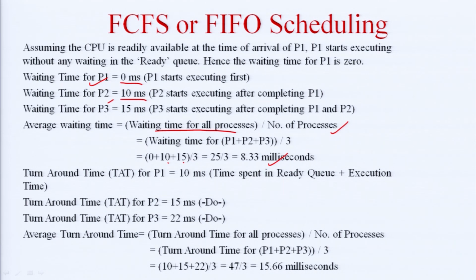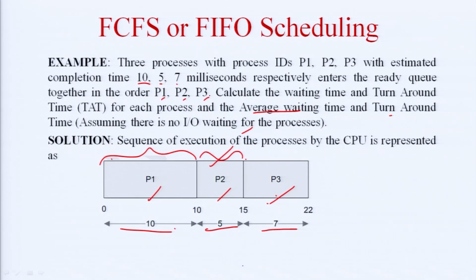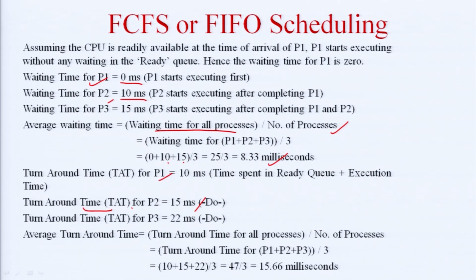Now, we will calculate the turnaround time. How is it done? For P1, the turnaround time is 10 milliseconds, that is, the waiting time was 0 and the execution time was 10 milliseconds. So, in total there are 10 milliseconds. Now, the turnaround time for the second process is 15 milliseconds, that is, the waiting time was 10 milliseconds and the execution time for P2 was 5 milliseconds. So, in total it takes 15 milliseconds.